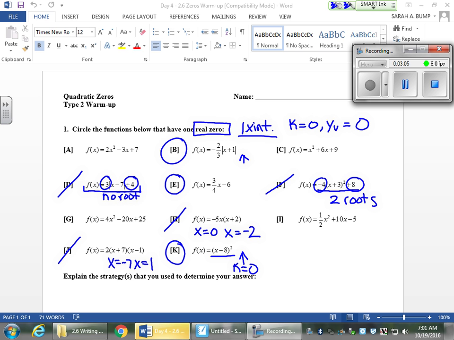There are 2 ways you could go about those questions. You could either find the vertex, because once you get the y value of the vertex, you can see if it's 0. Or the other option is to do the discriminant, b squared minus 4ac, and see if you get 0. Because if the discriminant is 0, you will have only one root.